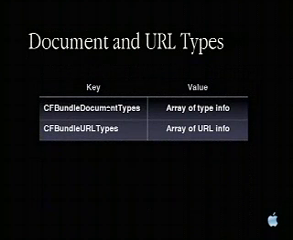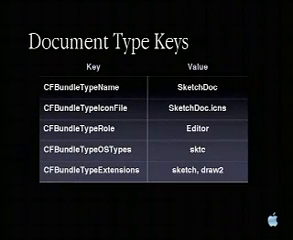Now, there's two others that are a little more complicated, and so I'll have to drill down into these. The document types and the URL types. These are how you associate documents on the system and URL schemes with your application. It lets us know that your application can handle various types of documents and URLs. And those keys are actually arrays, and each value in the array is a nested dictionary again, so it's all very extensible. So for each document type that you can handle, we have a number of keys.